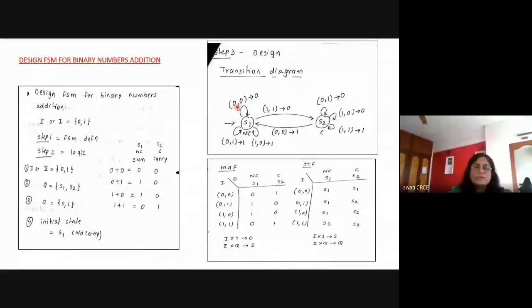So I want to add 0 plus 0, that is equal to 0. My input tape will have the input as 0, 0, and the machine may be in the no carry state, and then it may generate the output as 0. That way we have to interpret, because we are going to refer to the diagram of the input tape machine. So in the machine, the 0, 0 is stored, and if the machine is in the no carry state, it will do the addition, give the output as 0, and remain in the same state.